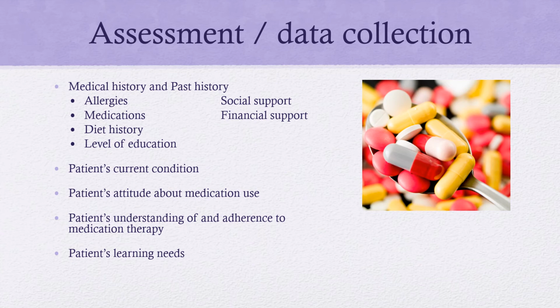What is their medications? Do they have prescriptions at home? Are they using over-the-counter drugs? Are they using any street drugs, right? That's what we need to know. What is their diet history? Do they have diabetes? Level of education. Do they know about their disease process, their medication therapy? What is their social support, financial support? What is their attitude about medication? Do they understand why they're taking those medications?